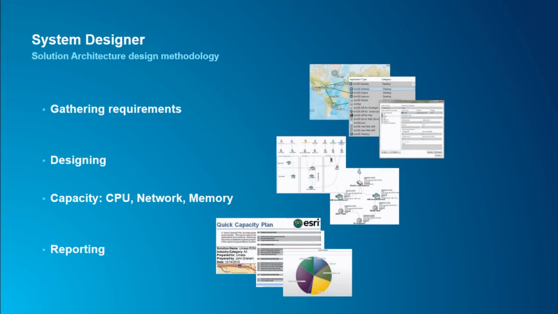So we use these tools to gather the requirements, and we produce a diagram and capacity, mainly CPU, network, and memory. And we give you this report, and now you have a shopping list, and you can go and purchase the hardware.